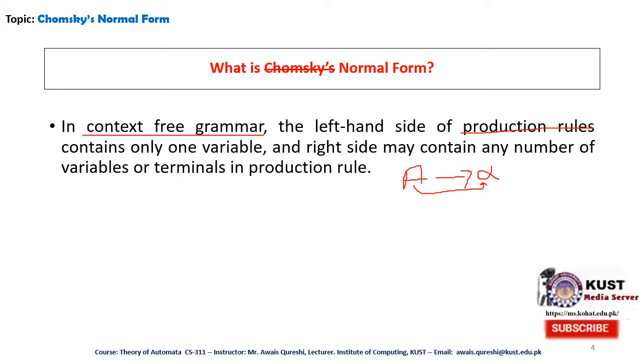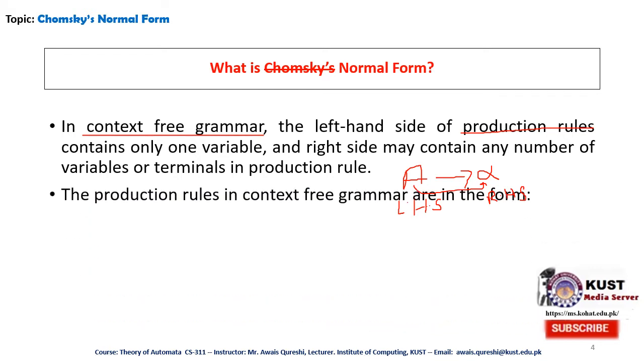We have studied this concept before, in which the production rule has only one non-terminal on the left-hand side. This is called the left-hand side, and this is called the right-hand side of the production rule. So in a production rule, on the left-hand side there is always a non-terminal, and on the right-hand side there is always a combination of terminals and non-terminals. So this is the basic concept we have studied.